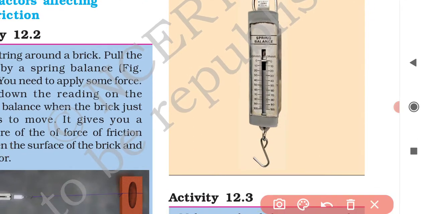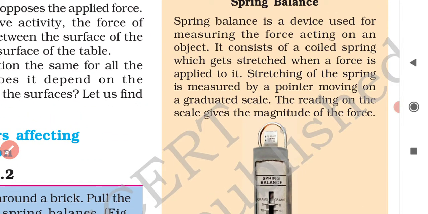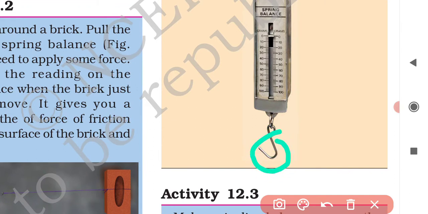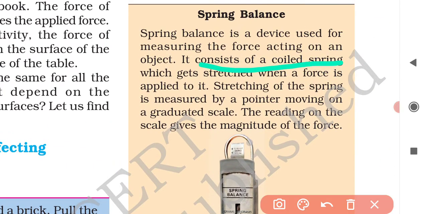As you can see, this is the hook on the other end of the spring balance, and inside the spring balance there is a coil of spring which will get stretched when we stretch this hook. When we stretch the hook, then the spring inside the spring balance will also get stretched, right? So it consists of a coiled spring which gets stretched when a force is applied to it.